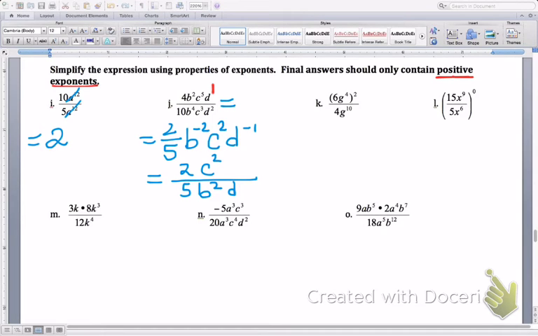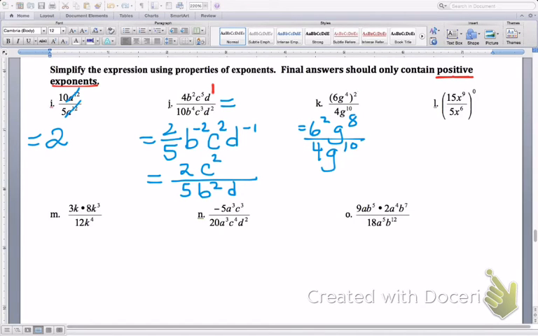All right, let's move on to k. Before I start using the quotient rule, I need to use the power to a power rule. So this 2 on the outside gets distributed to both the 6 and the g. So it's going to be 6 squared, g to the 4 times 2 is 8. That's the power to a power rule. The bottom stays exactly the same for now.